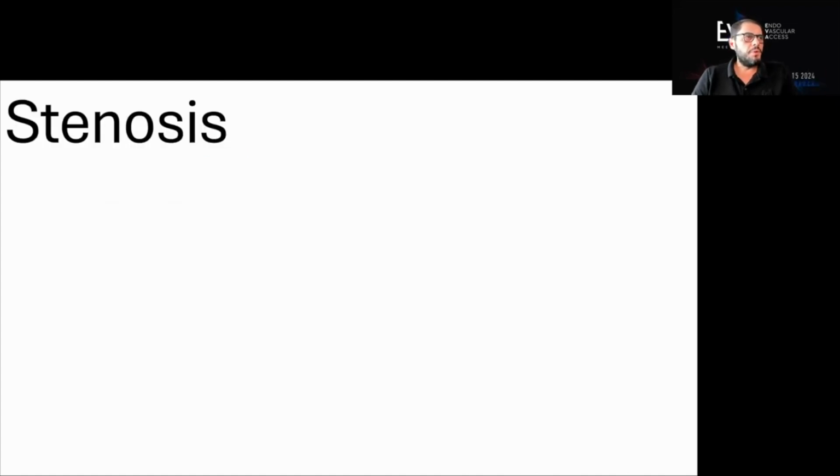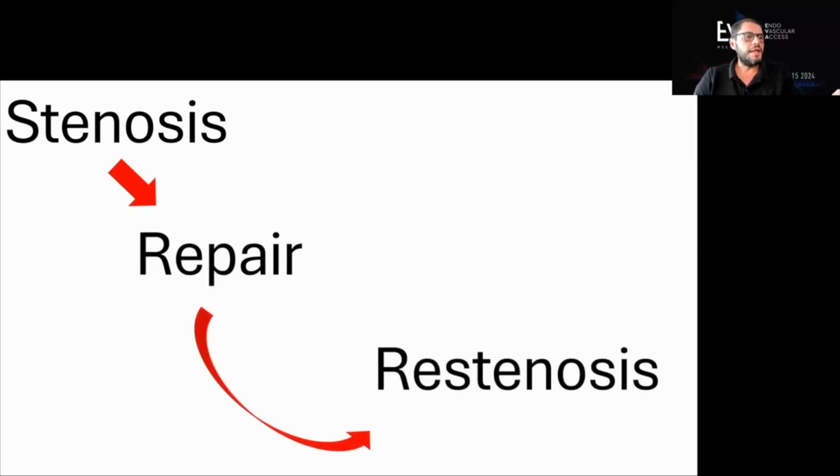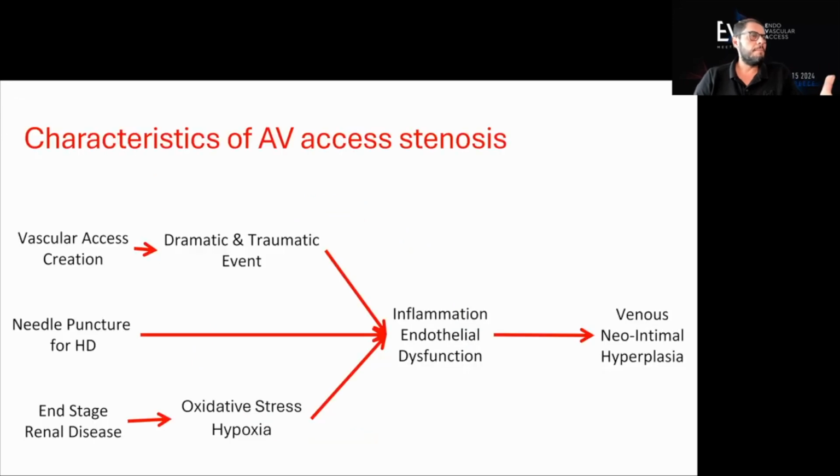What is our main problem? The problem is stenosis in vascular access, a stenosis that we need to repair immediately because the patient needs to go back to dialysis, but unfortunately restenosis will occur, and then we will need to repair this restenosis again.